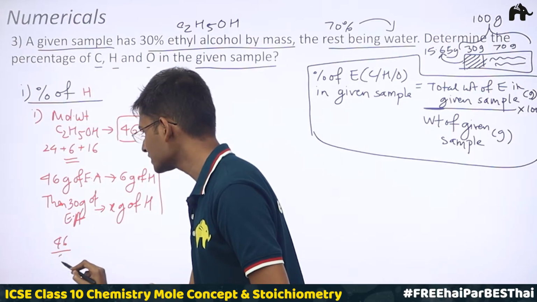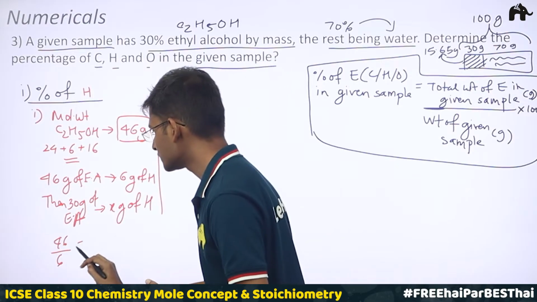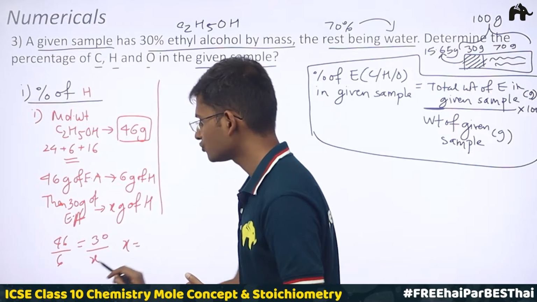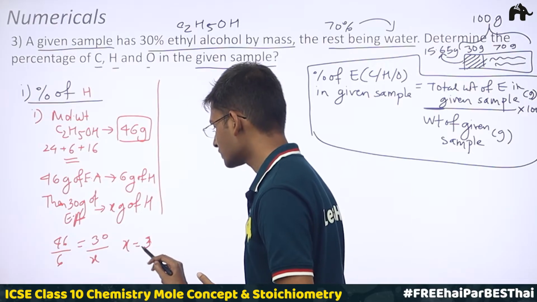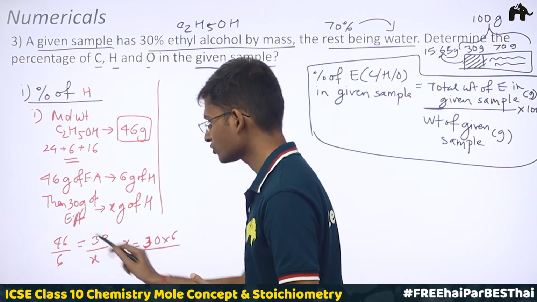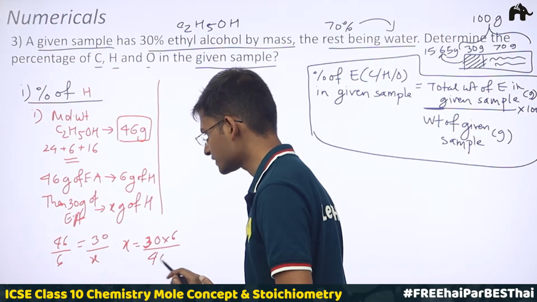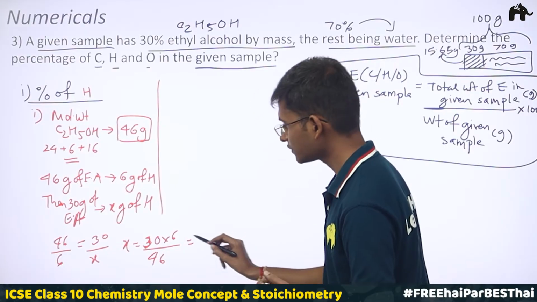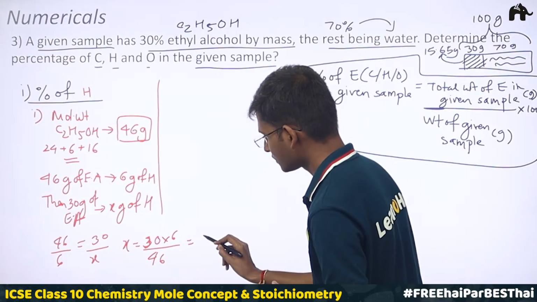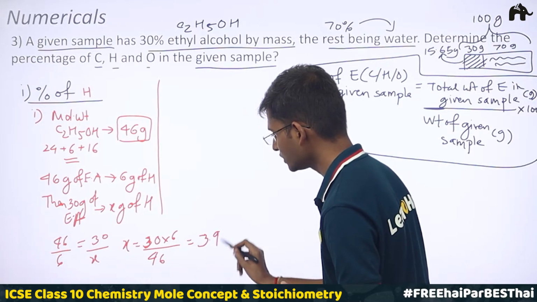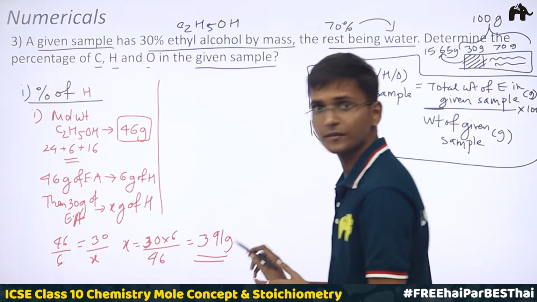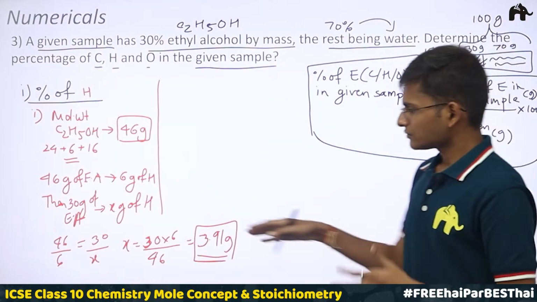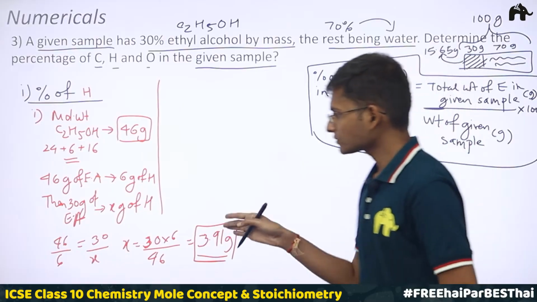So 46 by 6, okay, direct proportion is equal to 30 by X. Now what would be the X? X is equal to 30 into 6, okay, by 46. Now after solving this, you would get the answer as 3.91 grams. Okay, clear? So you can calculate this thing. This is quite simple, a simple calculation.